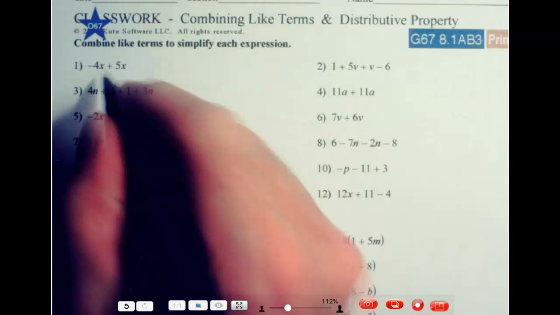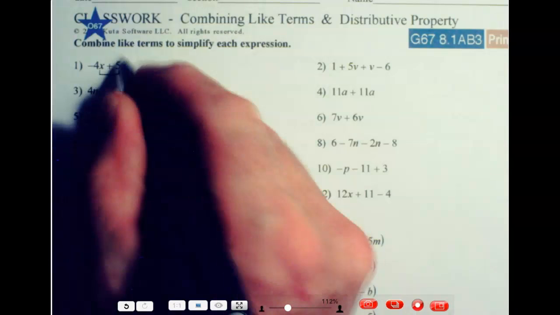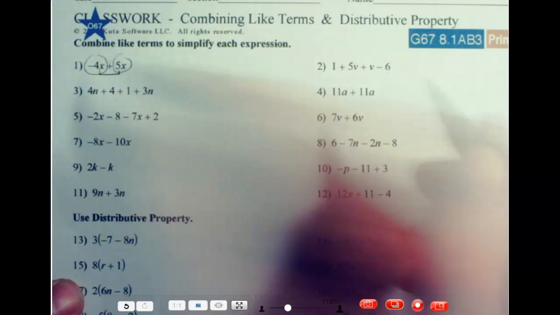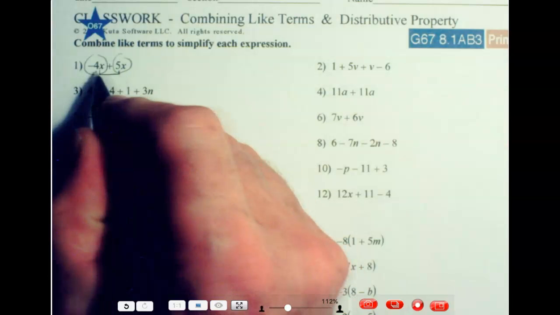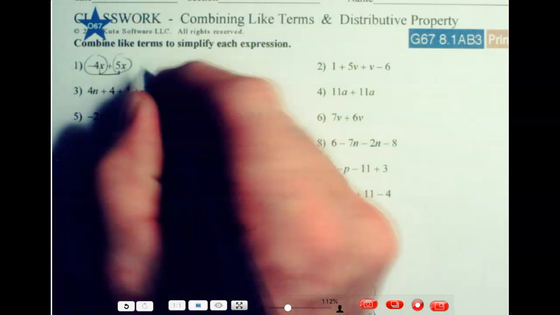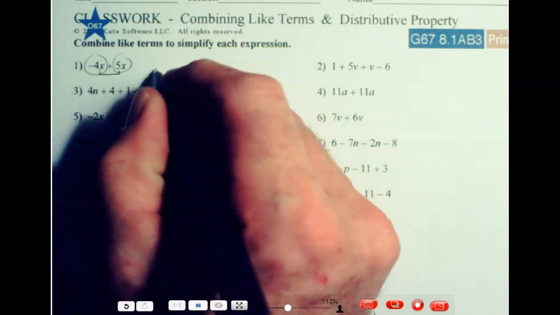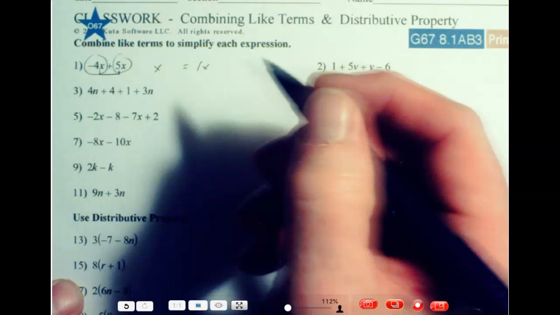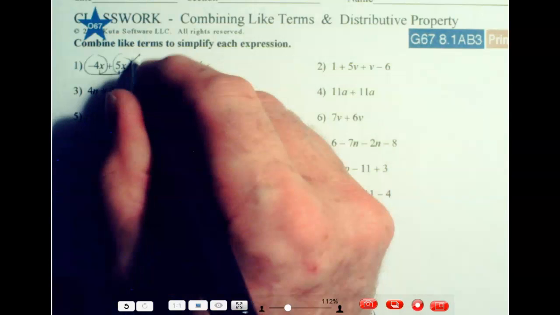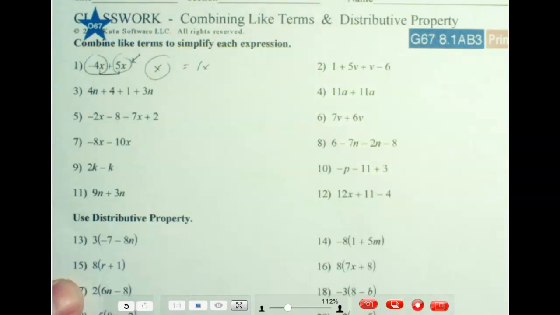Just a quick review. We're looking at combining two different terms here. We've got negative 4x and a positive 5x. Those are different signs, so the difference is x. You could write that as x, or think about it as 1x. It's positive because this has the greater absolute value, but I'd probably just write down x.